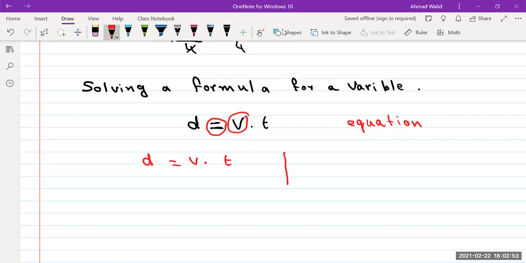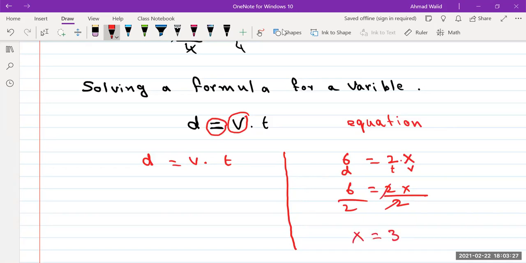Let me show you in a numeric example. Compare this formula with this example: 6 equals 2 times x. Here your 2 is t, 6 is d, and x is v. If I ask you here, 6 equals 2x, how much is x? Definitely you will tell me, okay, divide both sides by 2. Very fast. x is equal to 3, right? Basically, you follow the same rule here.